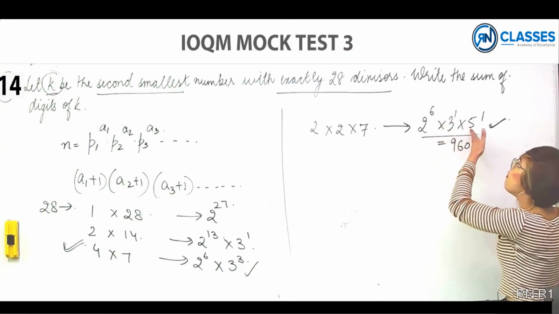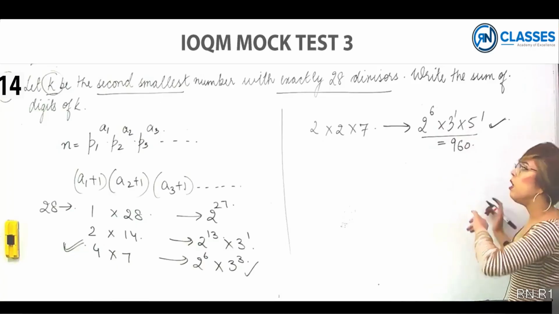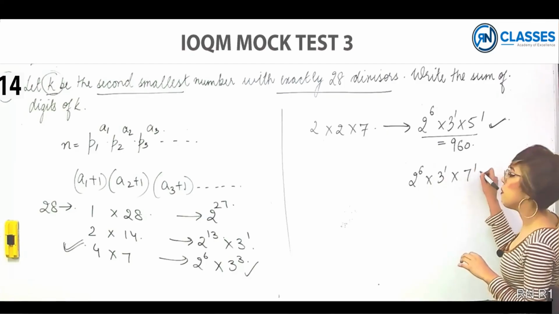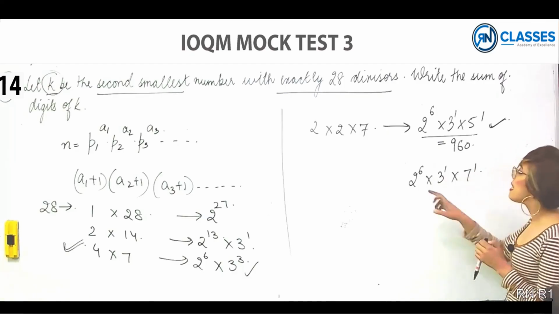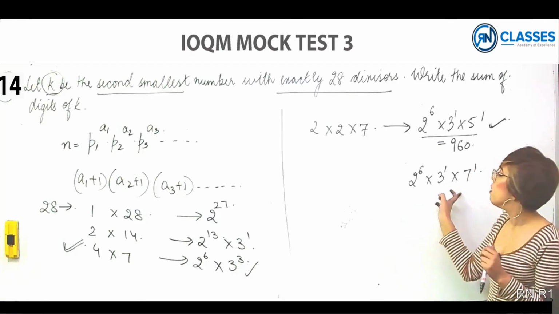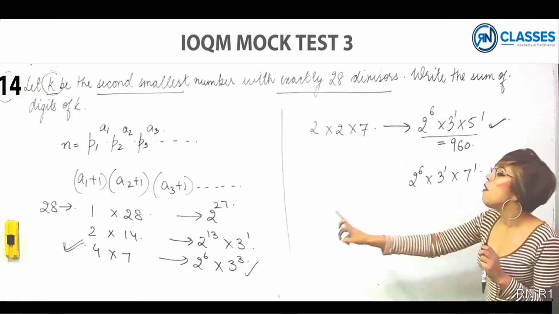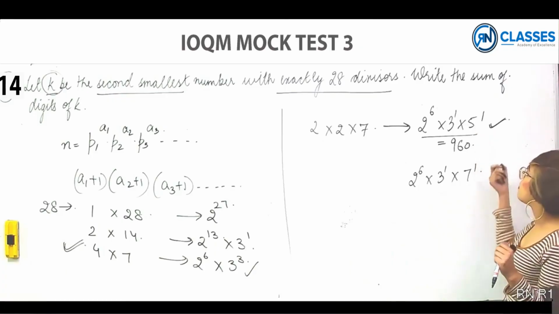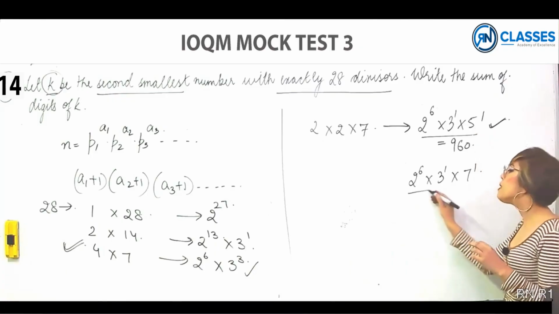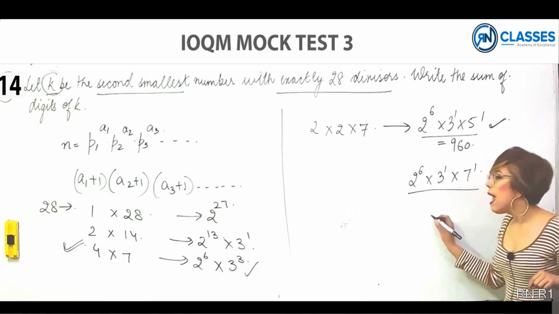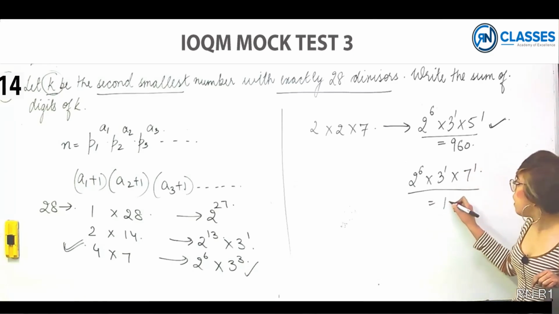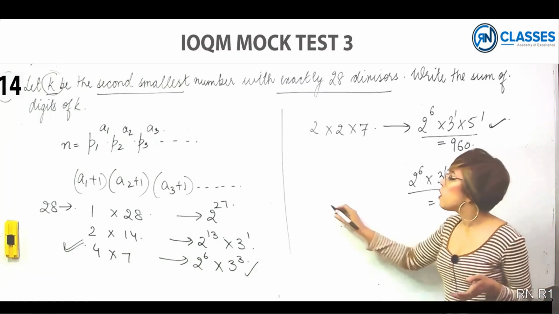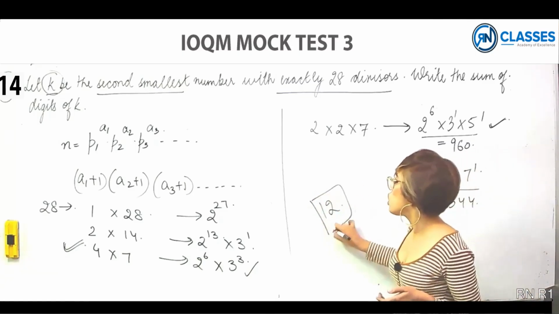Now, instead of 5, maybe you can take the next prime number. So, 2 raised to the power 6 as it is, into 3 raised to the power 1, into 7 raised to the power 1. Again, you can see 64 into 21 will be less than that one. Right? It has slightly increased because instead of 5, I am taking 7. So, this must be the second smallest number, and I think this turns out to be 1344. Right? You need to write the sum of the digits, which turns out to be 12, which is the prime.